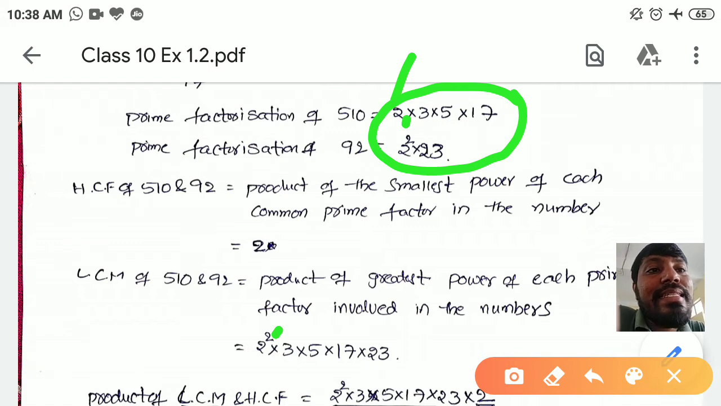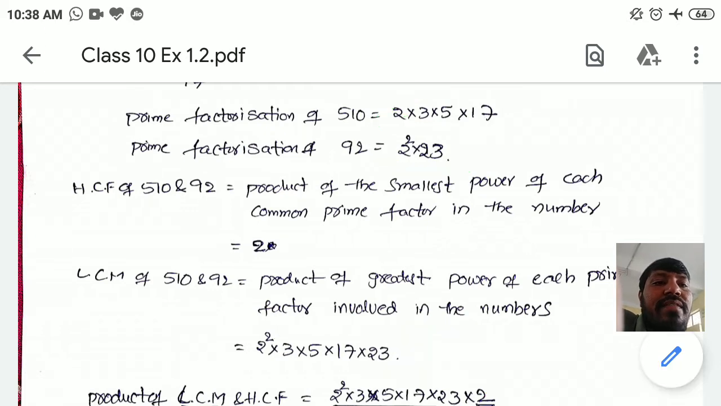Next, 3 is there in one number but not in the other. Common should not be taken whenever you find the LCM, so 3, next 5, next 17, next 23. Greatest means it is present in only one place, so the greatest is nothing but that number itself. That is why it is taken as it is into consideration. This is the LCM of the given two numbers.